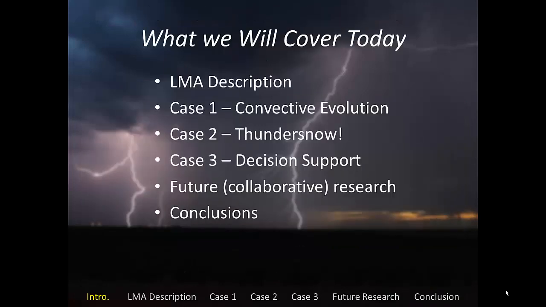So what are we going to cover today? The first thing we're going to go through is a description of how we get the LMA data in our office. The cases that we'll be going through after that, 1, 2, and 3, we're going to be looking at convective evolution, a case of Thundersnow, and then how we use the LMA for decision support. We'll also look at some future collaborative research, some cool things that we're doing, and then some conclusions.